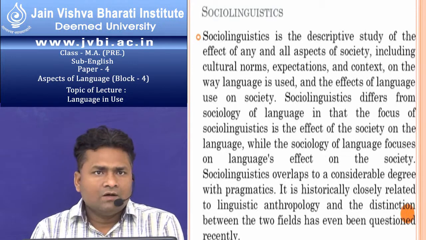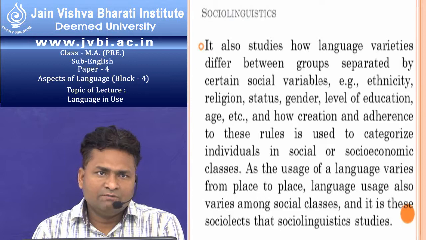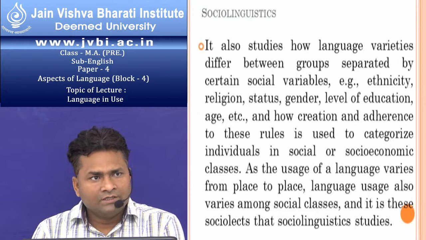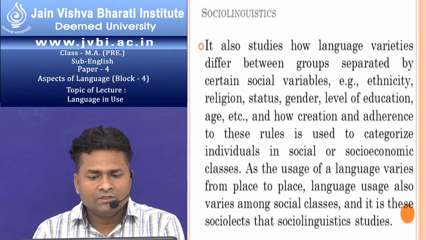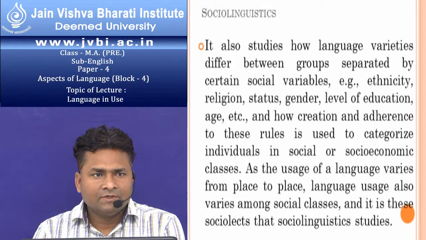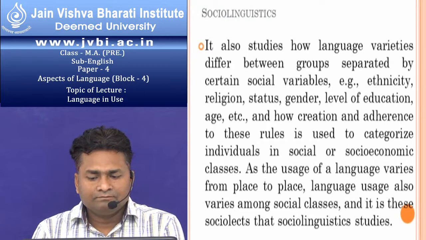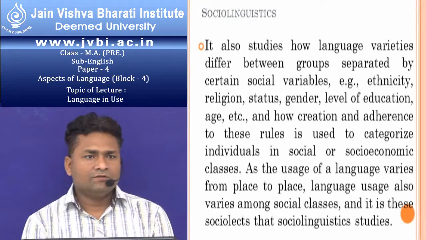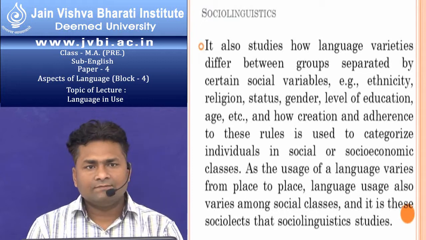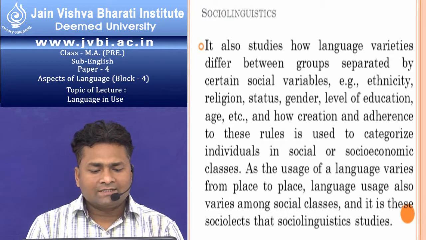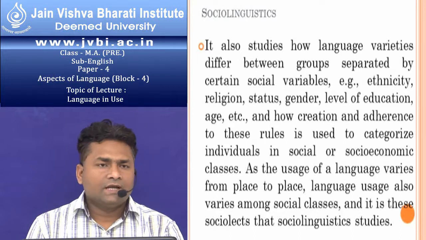It also studies how language varieties differ between groups separated by certain social variables, for example, ethnicity, religion, status, gender, level of education, age, etc., and how creation and adherence to these rules is used to categorize individuals in social or socio-economic classes. As the usage of a language varies from place to place, language usage also varies among social classes. And it is these social acts that sociolinguistics studies.